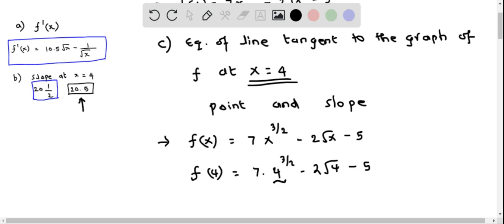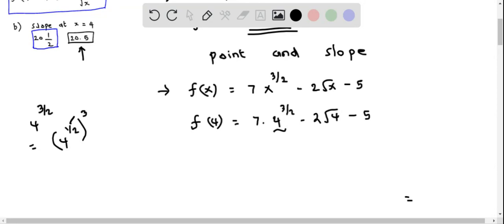Let's evaluate 4 power 3 by 2. We can write this as 4 power 1 by 2, power 3, because these two will get multiplied, and we get 3 by 2. 4 power half is basically equal to square root of 4, power 3. Square root of 4 is 2, so 2 cube equals 8. So 4 power 3 by 2 equals 8.